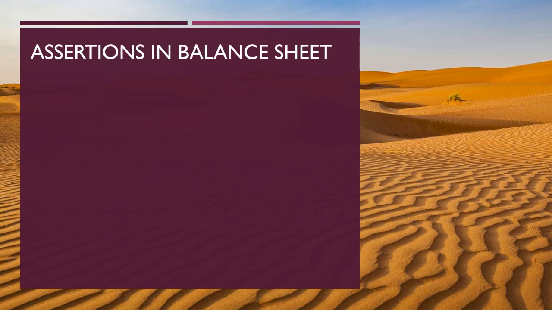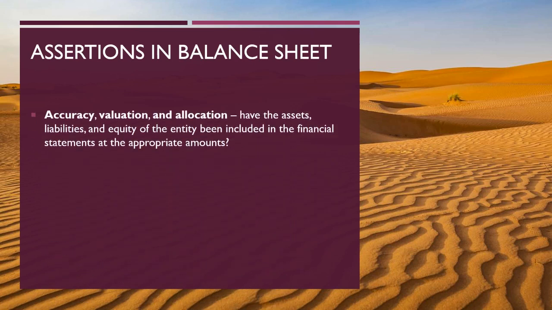Continued with assertions in balance sheet. Accuracy, valuation, and allocation: have the assets, liabilities, and equity of the entity been included in the financial statements at the appropriate amounts? For example, examining receipts for the accounts receivable balances older than 90 days.